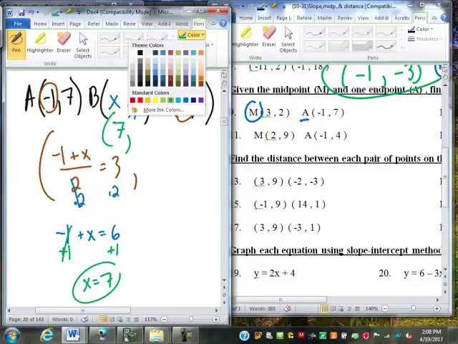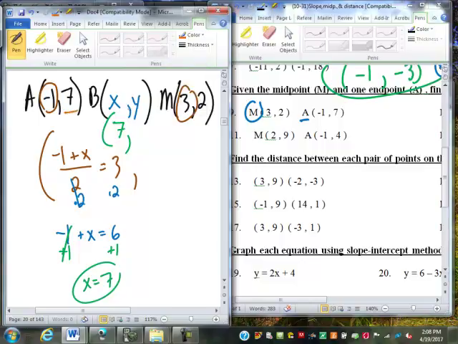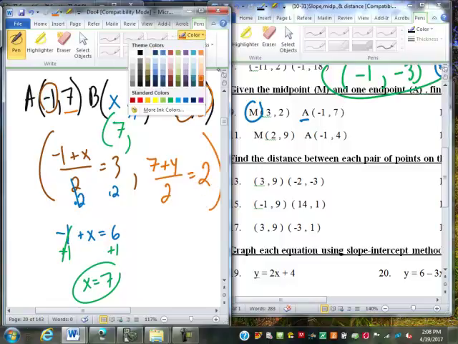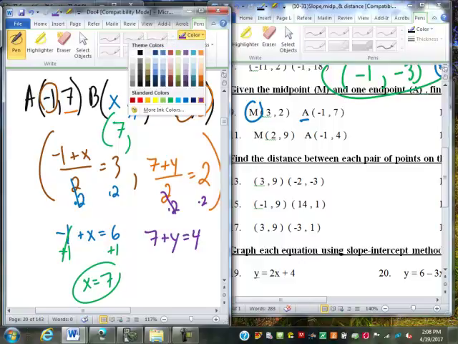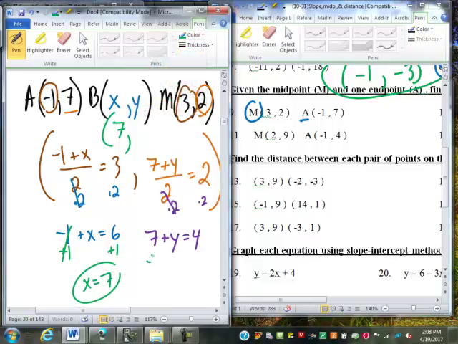For the Y coordinate, we know that 7 plus Y divided by 2 gives us the Y coordinate of the midpoint of 2. So what do we do there? Multiply by 2. So 7 plus Y equals 4. And then subtract 7. So Y equals negative 3. So the other endpoint is 7, negative 3.